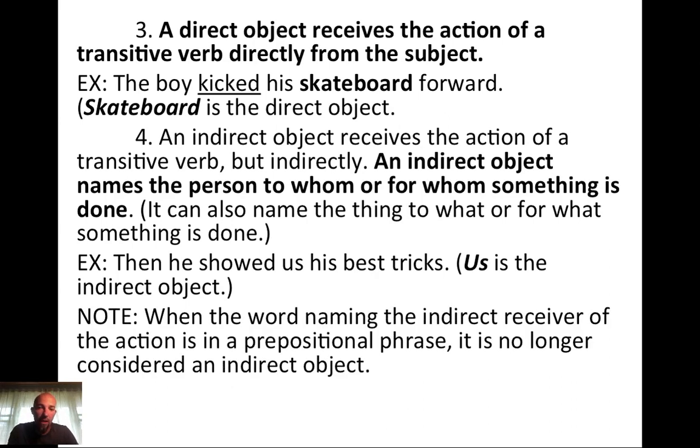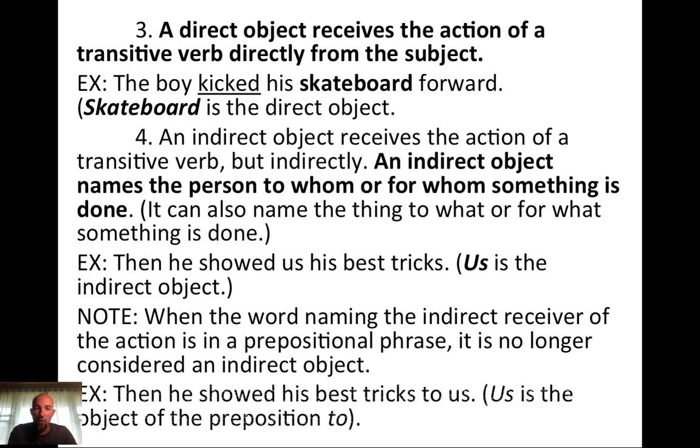But when you have what you think would be the indirect object in a prepositional phrase, it's no longer the indirect object. Then he showed his best tricks to us. Us is the object of the preposition to. It's not an indirect object anymore. It's the object of the preposition.